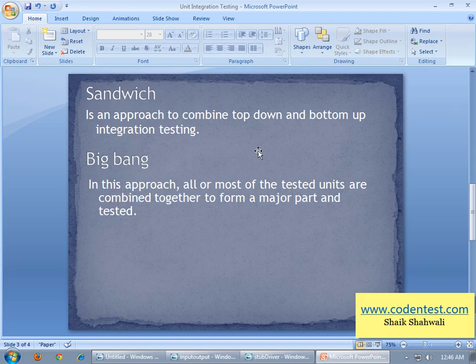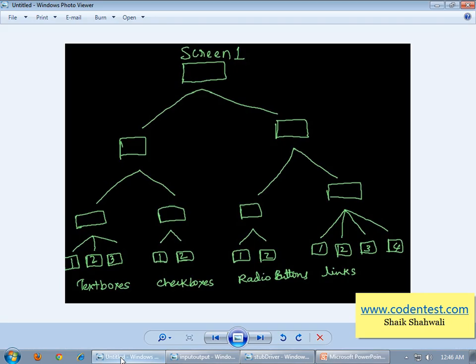And we have sandwich integration testing. Sandwich integration is an approach to combine both top-down integration testing and bottom-up integration testing. Here, in sandwich testing, we start from bottom and we start from top.